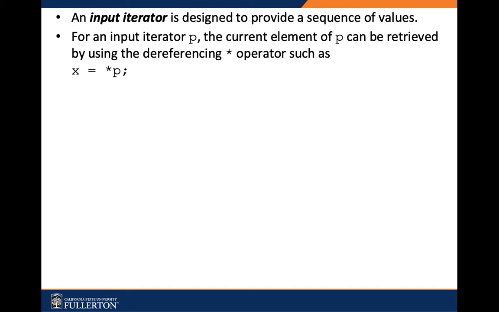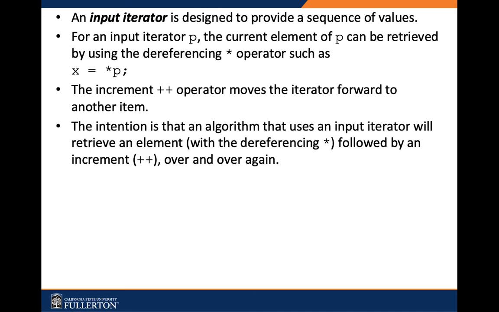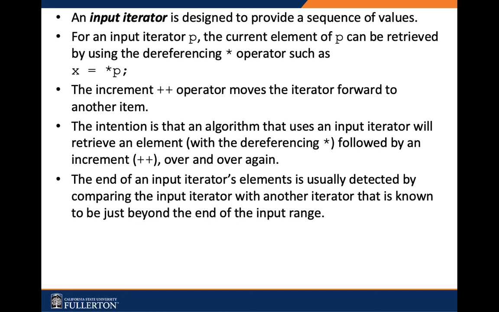For an input iterator P, the current element of P can be retrieved using the dereference operator, such as x equals star of P. The variable x will get the current value pointed by P. The increment operator will move the iterator forward to the next item. The intention is that an algorithm that uses an input iterator will retrieve an element using the dereference operator, then will go to the next element by using the increment operator, and will repeat over and over again until the end of the container is being reached.